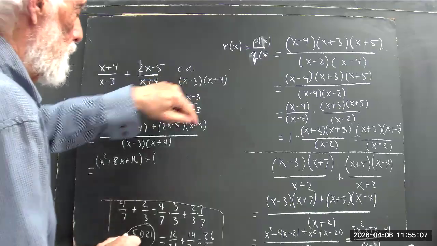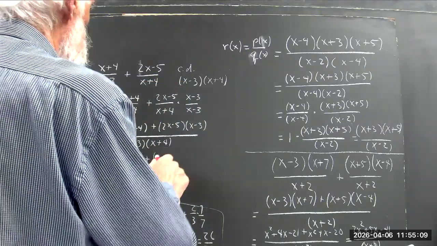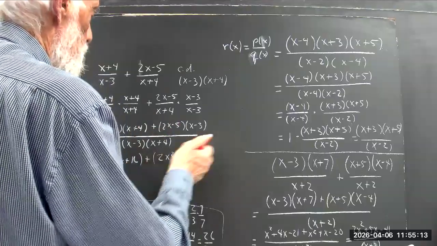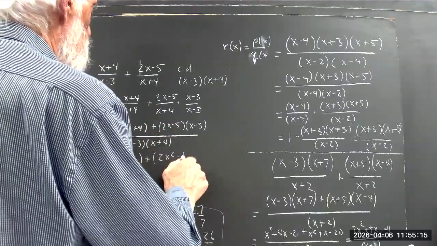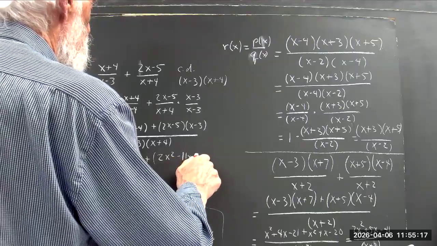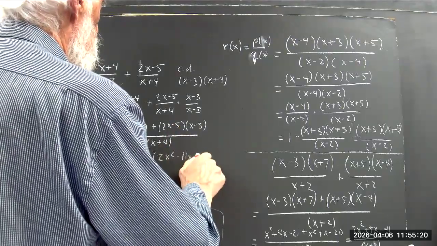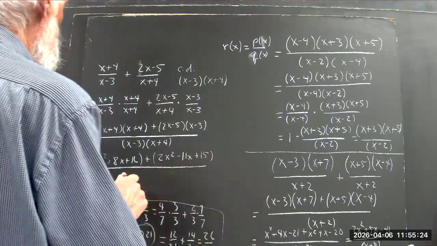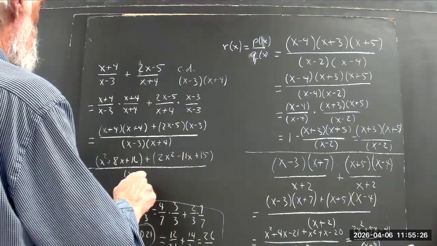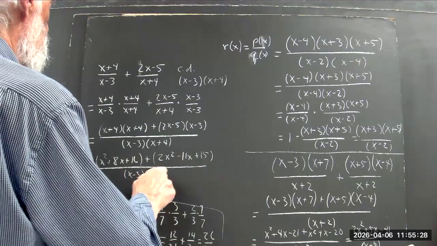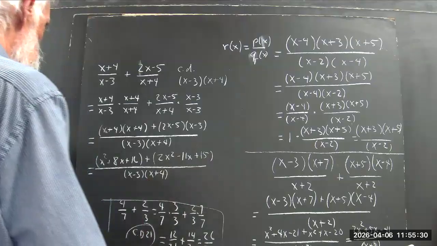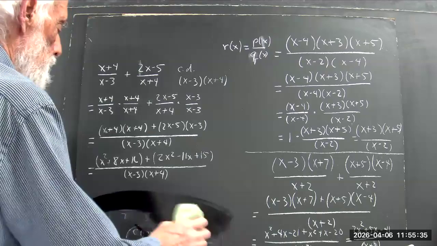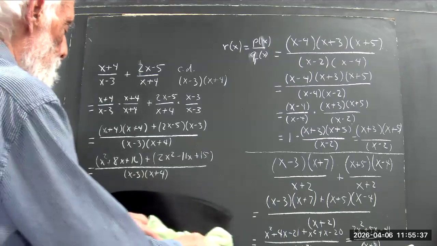And 2x minus 5 times x minus 3 gives me 2x squared. Let's see, 2x times negative 3 is negative 6x, and negative 5x, negative 11x, and negative 5 times negative 3 is plus 15. All that's divided by x minus 3 times x plus 4. Now I'm going to erase this little thing I did with the fraction down here, because I need the board space.